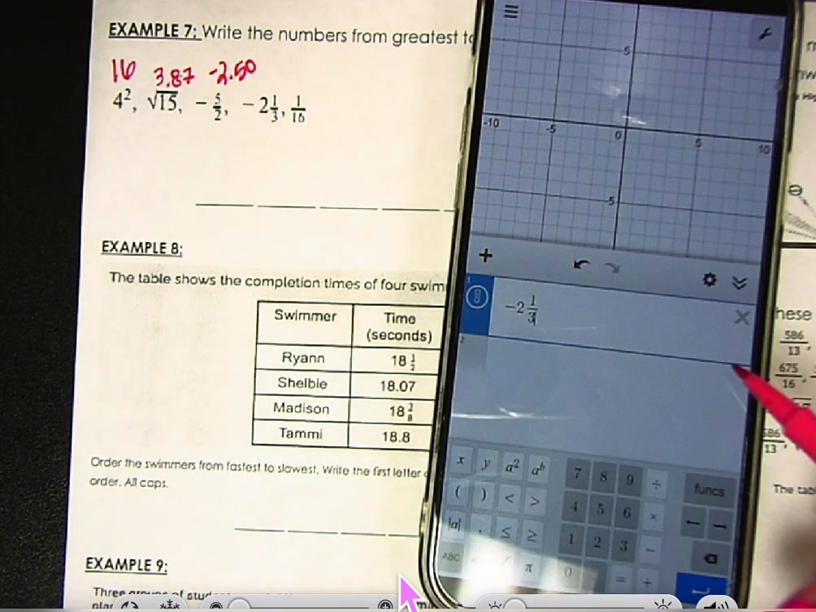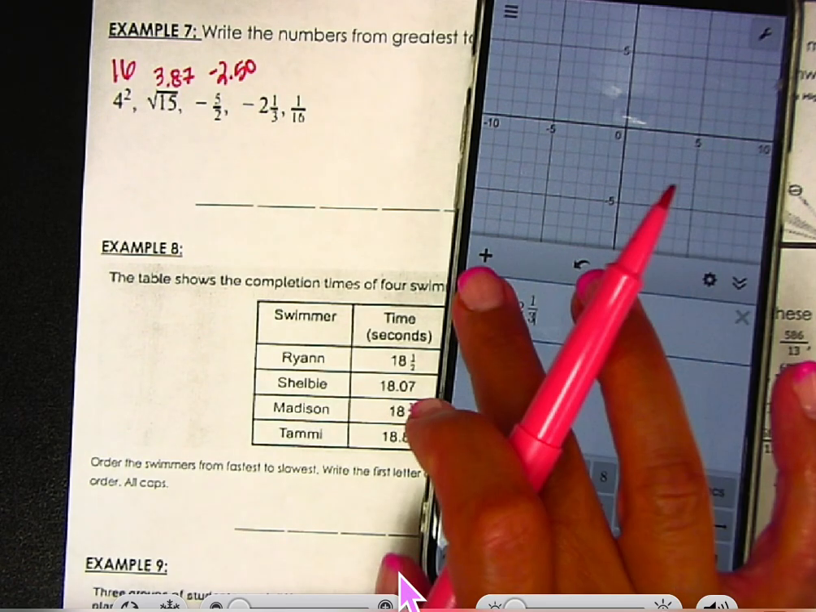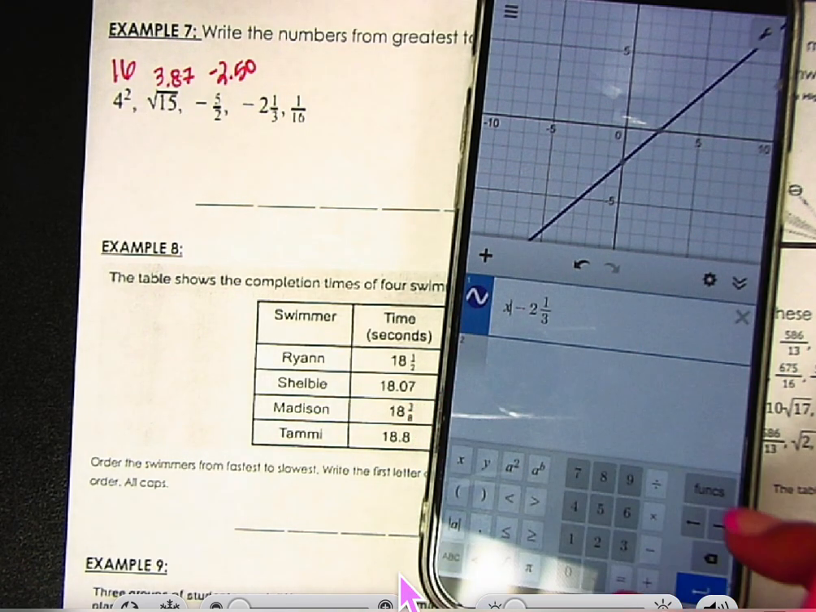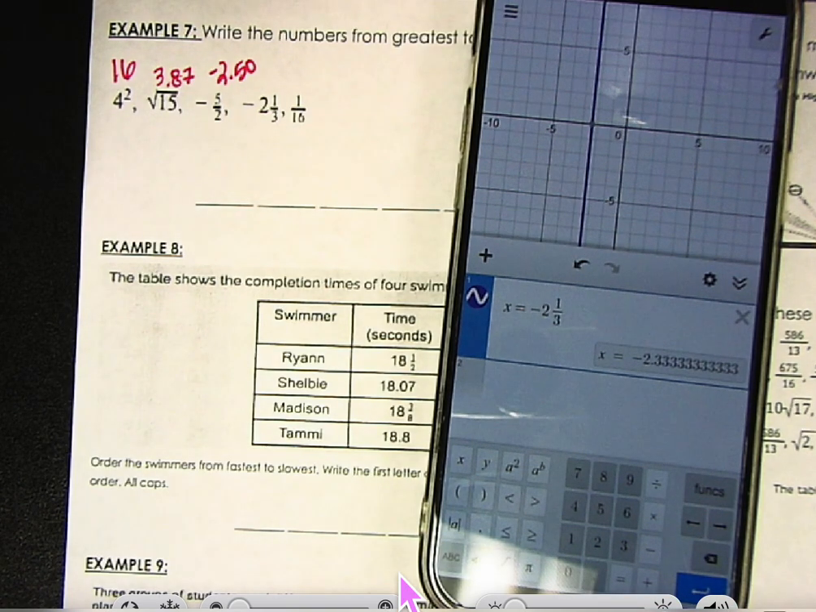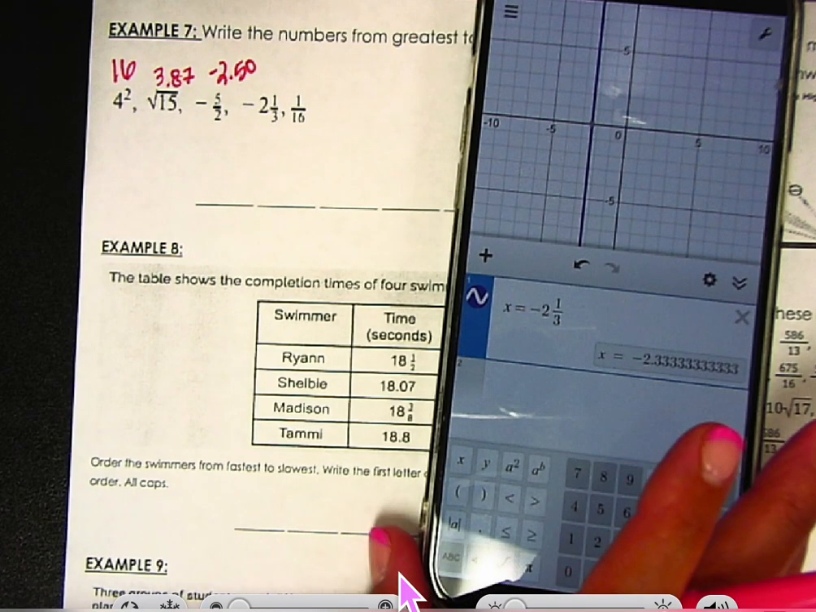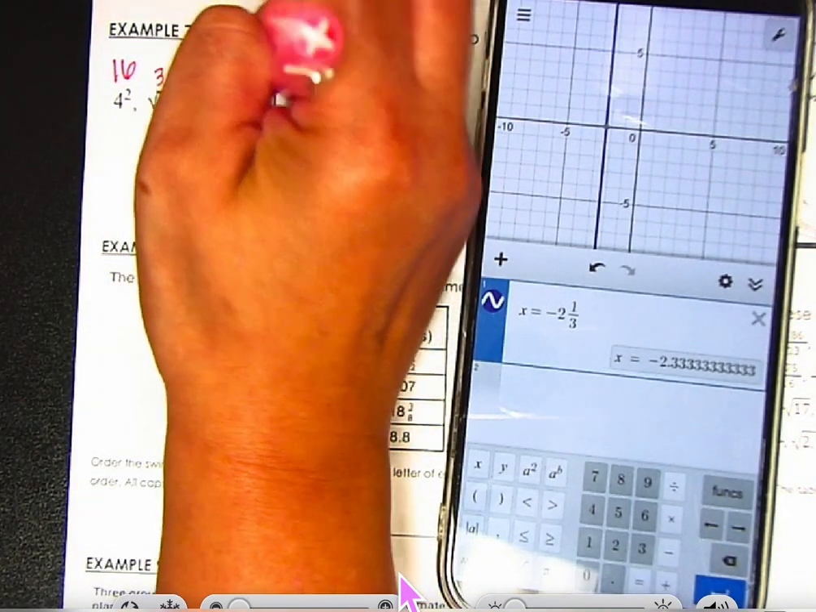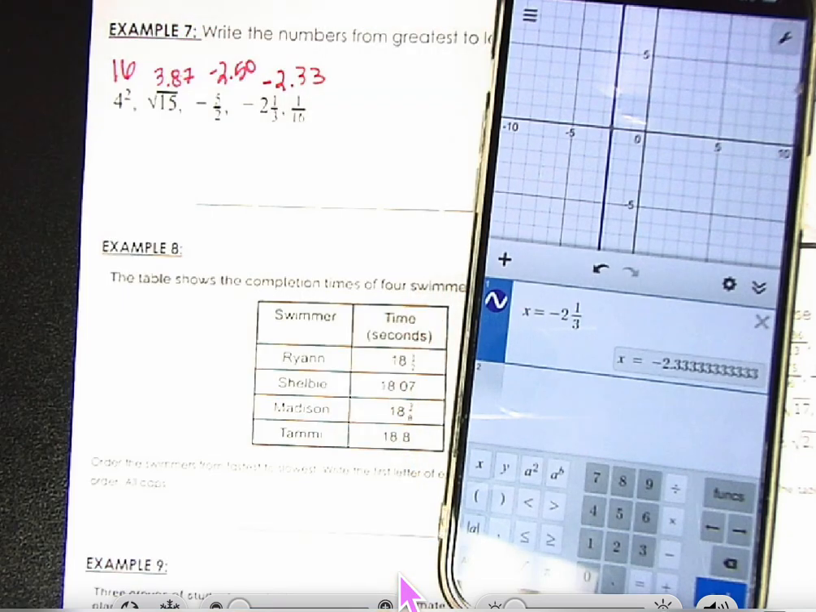Okay, notice that you don't see the answer, okay? So that means that you're going to have to put something in front of it. You have to put x equals, and that shows you the decimal form, okay? If you need to see this again, rewind it and watch the video again. So I'm going to go ahead and write down negative 2.33. That's for that one.